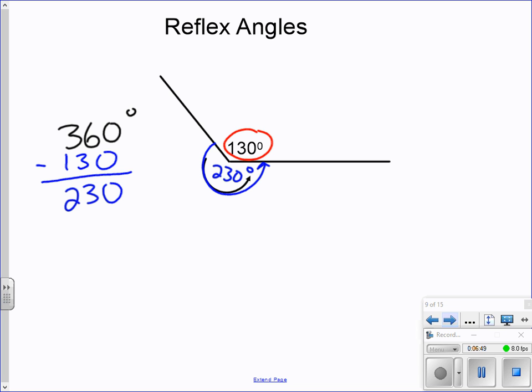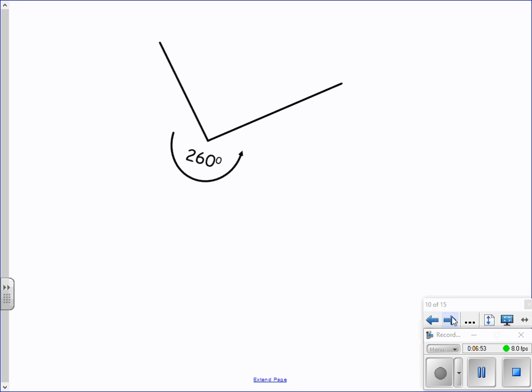Remember that this one plus this one has to make 360 degrees. So if you're given a reflex angle, you can find the inside angle, the small angle, the same exact way. 360, in this case, minus 260. Those are both degrees. Don't forget your cute little degree sign. And that leaves you with 100 degrees on the inside.